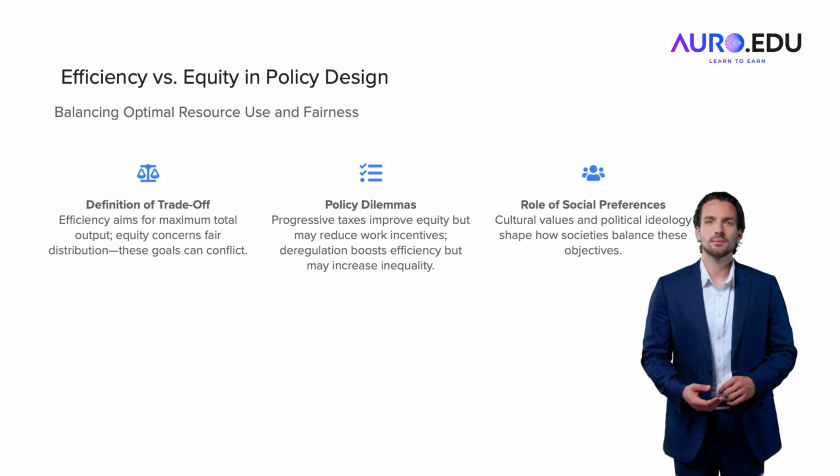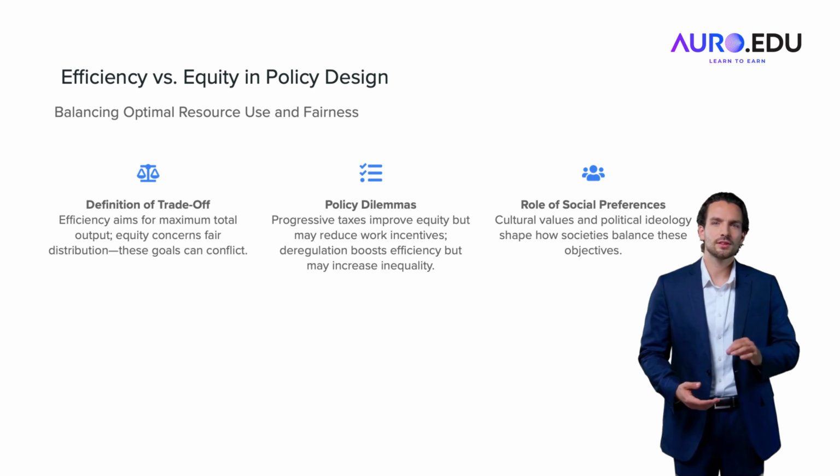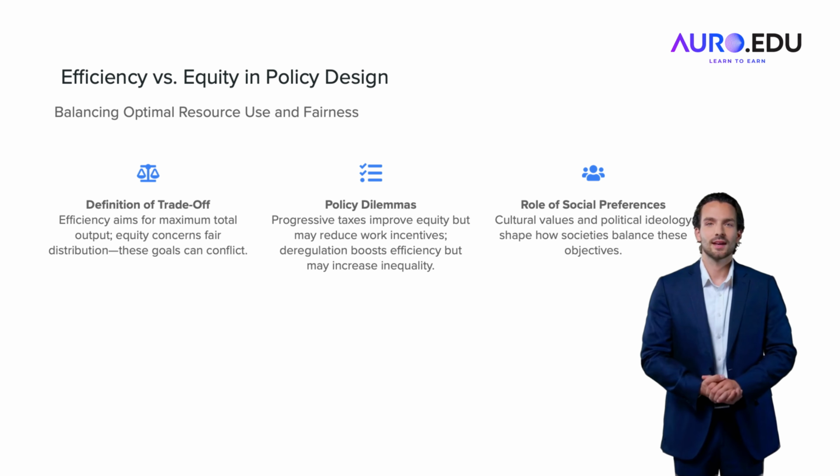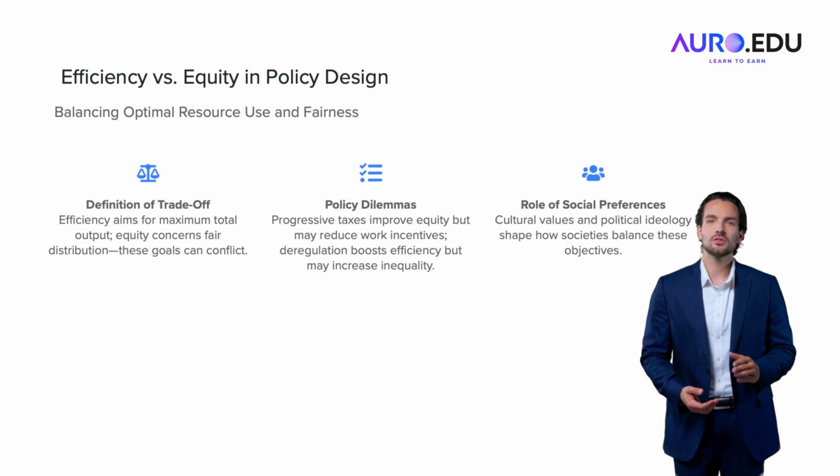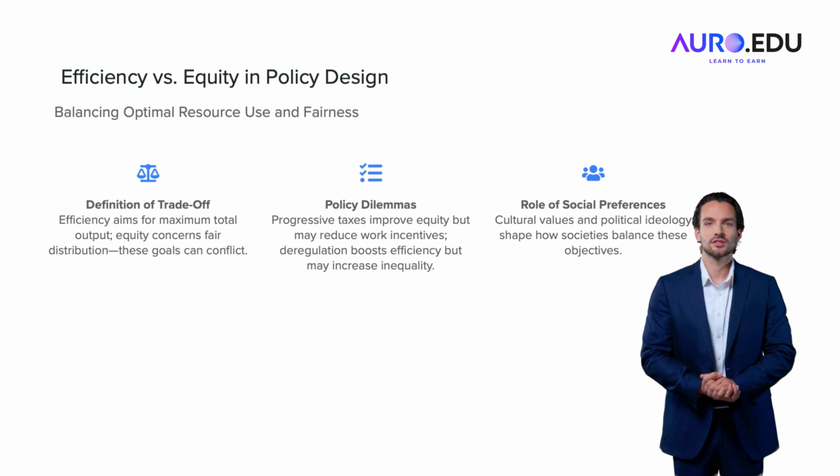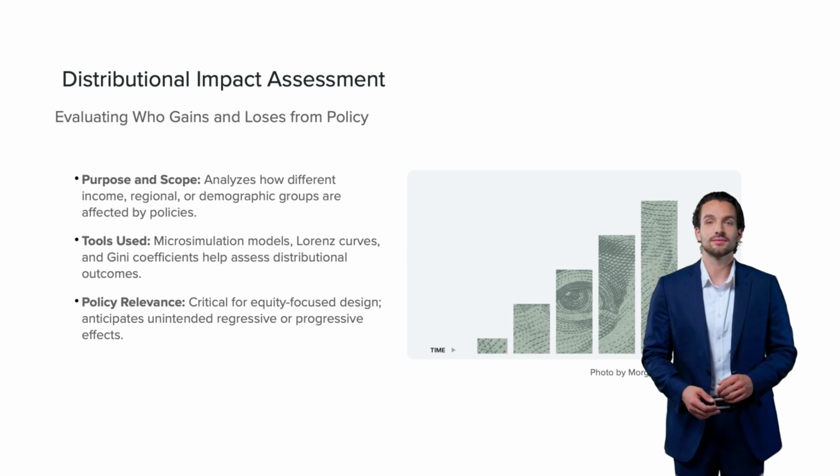Efficiency versus equity in policy design. Policymakers often face a trade-off between efficiency, maximizing total output, and equity, fair distribution of resources. For example, a policy that boosts economic growth may disproportionately benefit the wealthy, raising equity concerns. Conversely, redistributive policies may reduce incentives for productivity. Striking a balance requires careful consideration of societal values and the potential impacts of policy choices.